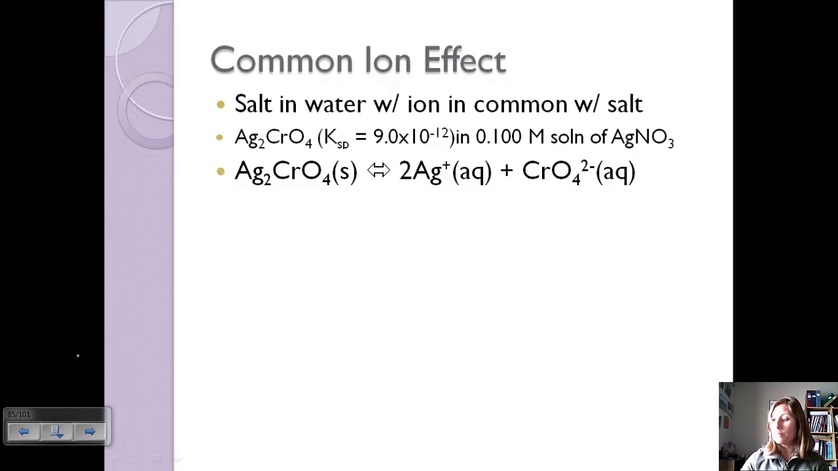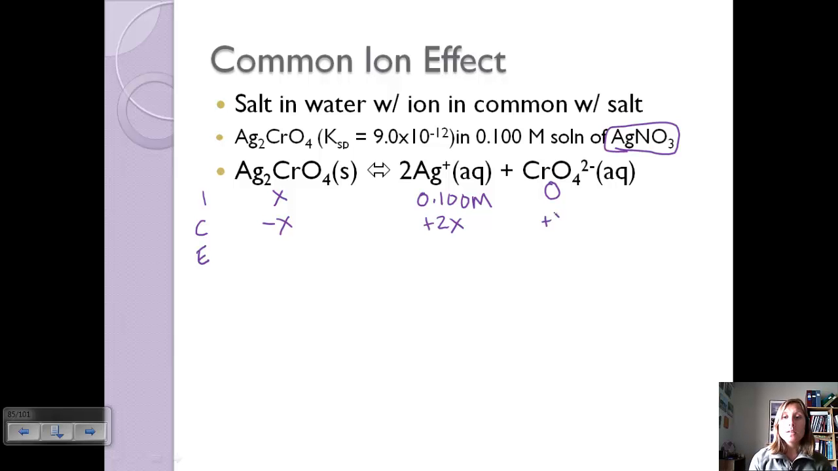So here's our reaction, okay, and we're going to do our ICE again. We don't know the initial solubility or concentration of our silver chromate, so we're going to make that an X. And now, normally what we said is 0 silver and 0 chromate. Well, we know that the chromate is 0, but because of our silver nitrate solution, and it's going to completely dissociate, we know that we have 0.1 molar of the silver. Change, we know that our silver 1 chromate is going to completely dissociate, so minus X. This is plus 2X, and this is plus X.